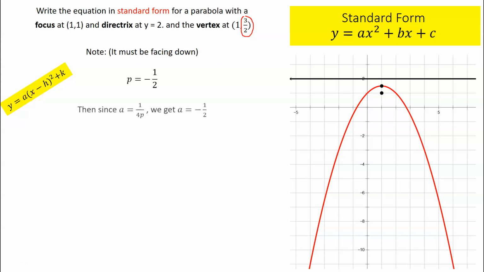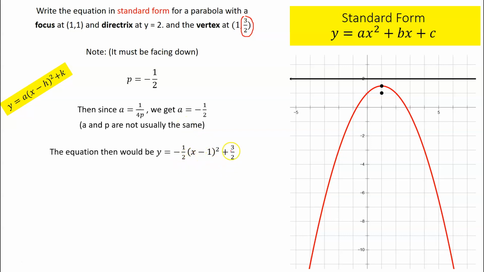Plug in the numbers that I know after I get my a. a is 1 over 4 times p. p is -1/2. So I end up with -1/2 for my a. Kind of a coincidence. They don't usually end up being the same thing. There, I've got it in completed the square form or vertex form. And now I need to just simplify it.